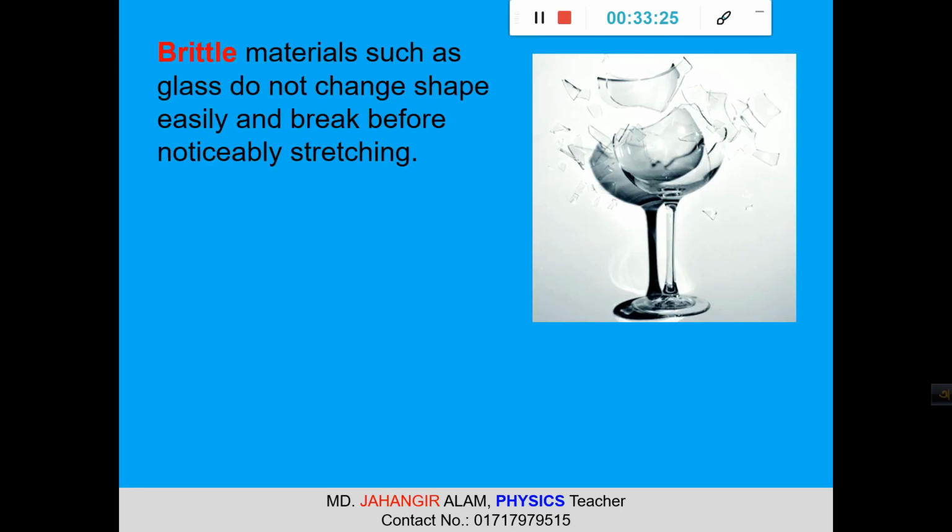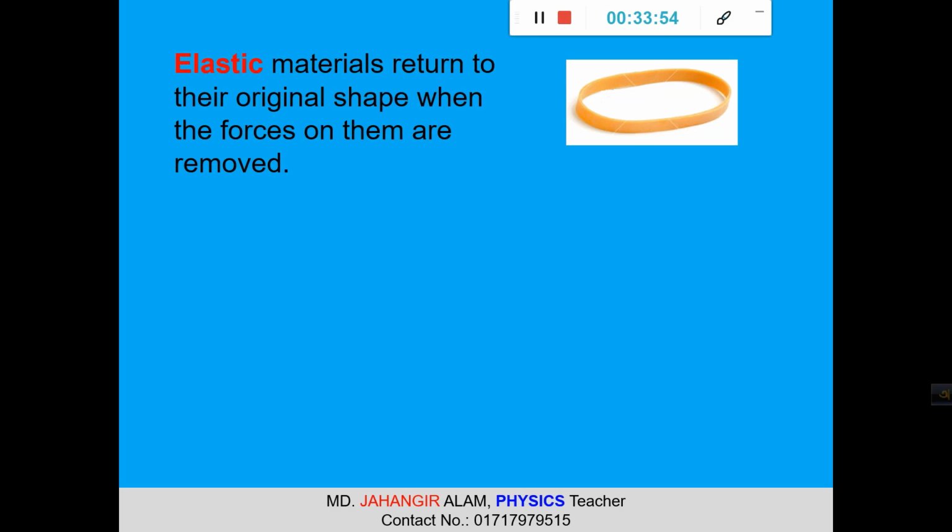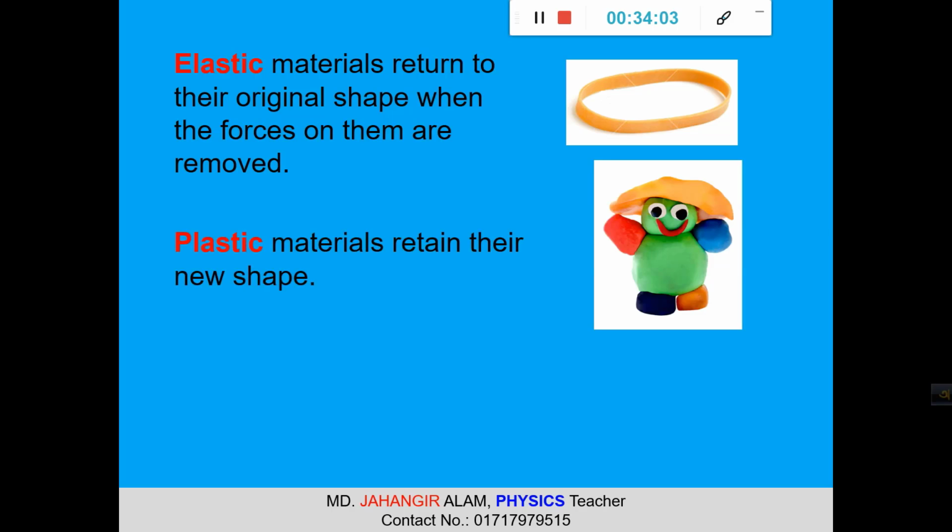Brittle materials such as glass do not change shape easily and break before noticeably stretching. Resilient materials do not break easily. That means rigid body. Now elastic material. Elastic materials return to their original shape when the forces on them are removed. Plastic materials retain their new shape.